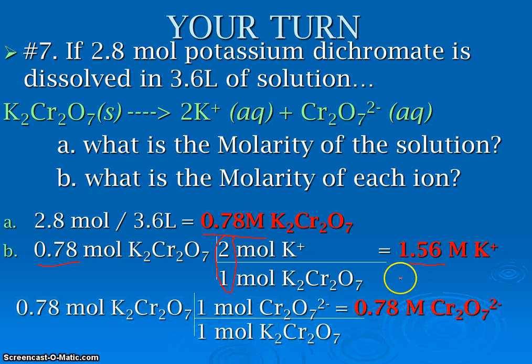Same deal for the dichromate. I have my 0.78 molar dichromate, 1 mole of dichromate for every 1 mole of potassium dichromate, because they both had coefficients of 1s. And there you go. That is the end of the line.